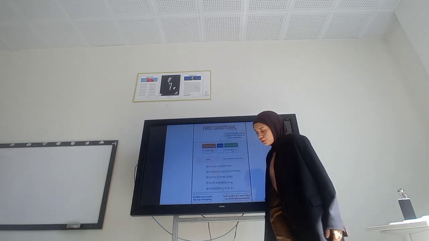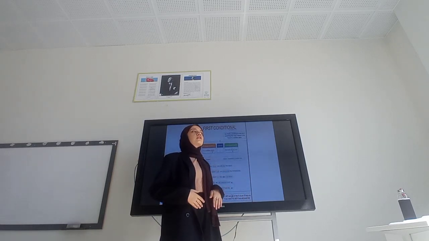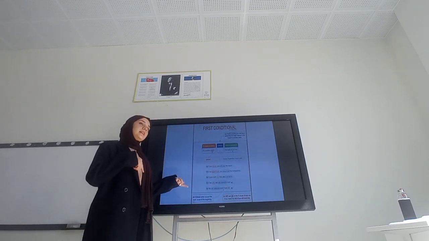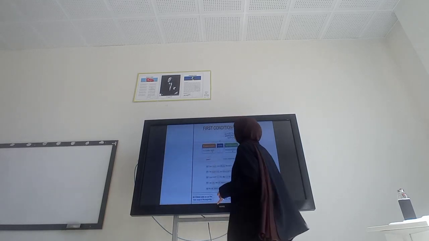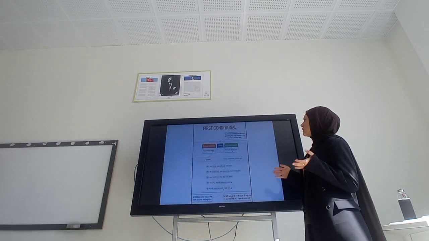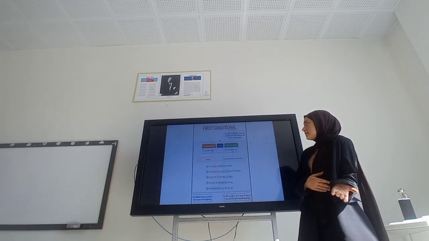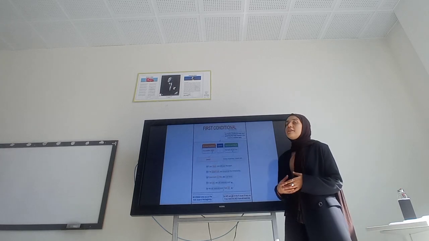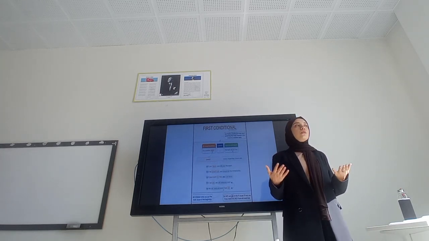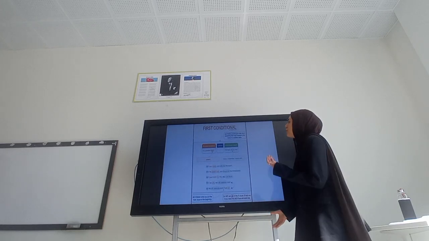As I said before, we are going to look deeply at the first conditional. Use the first conditional to talk about something that might happen in the future if a condition exists. There should be a possibility for that situation to occur so you can see the results.